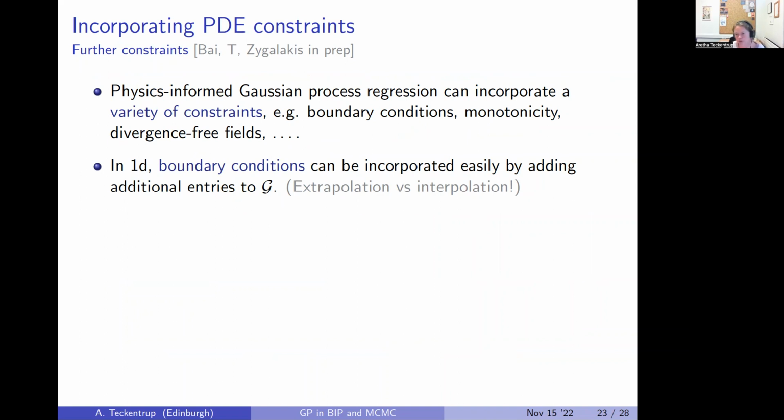You can also model that your PDE solution or parts of the PDE solution are divergence-free. That's something that you quite often see in applications. In 1D, adding boundary conditions is very easy because you can just use them as extra training points, and that can really have a very large effect on the accuracy that you have.